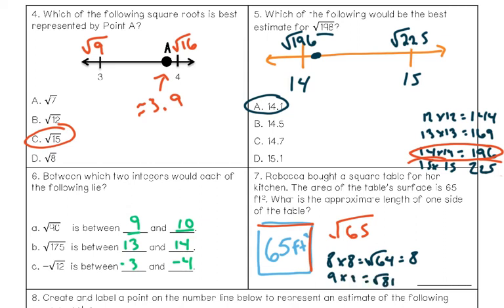And I know that the square root of 81 is 9. So I know that this number, square root of 65, is between the numbers 8 and 9. And since it's closer to 64, I'm going to say that it is approximately 8.1 feet. That's the length of one side. So about 8.1 times 8.1 gave me an approximate area for the square table.